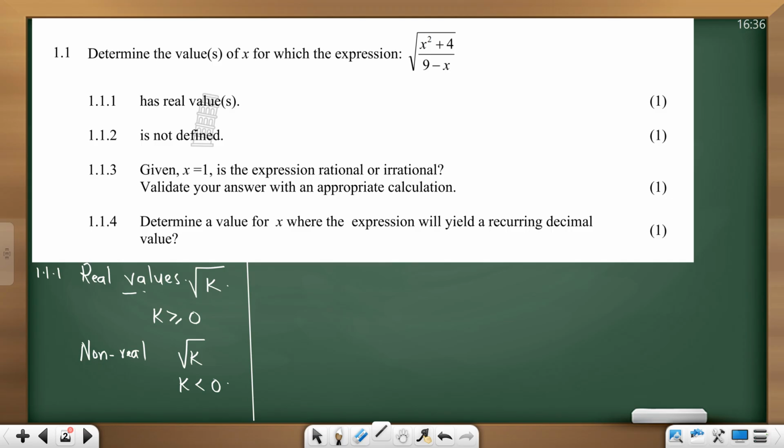Please, do you understand the word real? I need us to be prompt with this. Real means when I punch this in a calculator, I must have an answer. And for me to have an answer, whatever is underneath the square root must be 0 or greater than 0. So for this to be 0, please check.